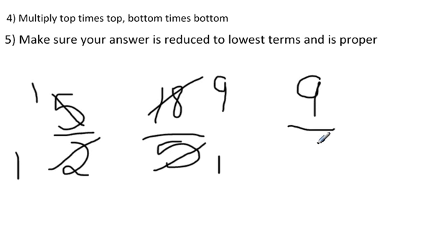And step 5, the last one. Make sure your answer is reduced and to lowest terms and is proper. So to reduce this in lowest terms, basically, both numbers on top and bottom can't be divided by the same thing. So you can leave it the same, or you can make it just 9.